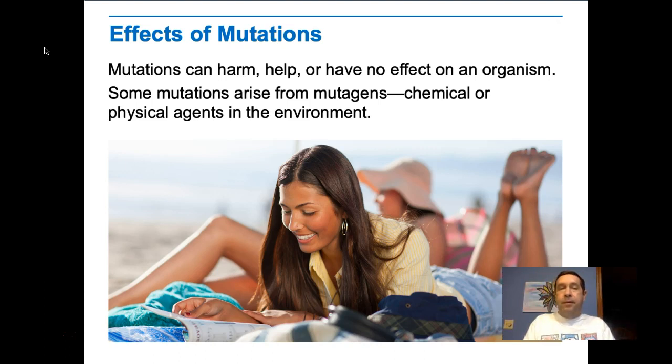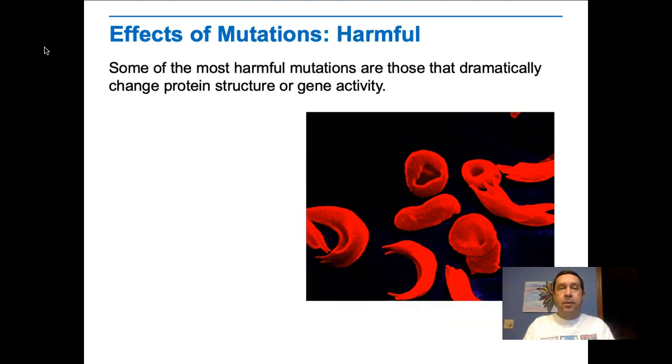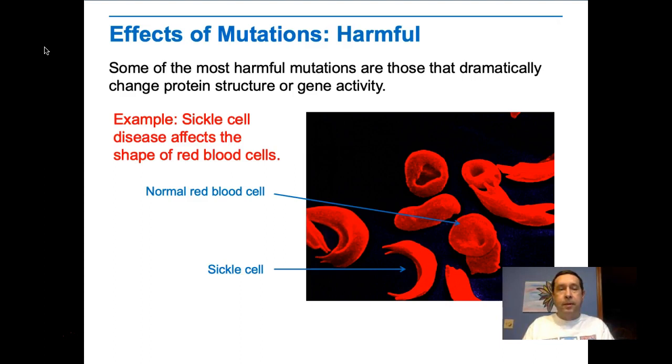In other cases, you can have agents that break and damage the DNA, like high energy radiation. Some of the most harmful mutations are those that dramatically change protein structure or gene activity. An example of this is the mutation in hemoglobin that leads to sickle cell disease. It changes not only the blood's ability to carry oxygen, but causes misshapen blood cells when the blood is under lower oxygen conditions. They tend to stick to each other and form blood clots and damage organs and cause all kinds of problems.